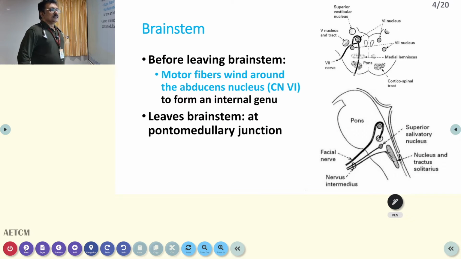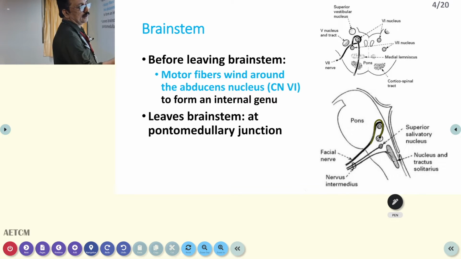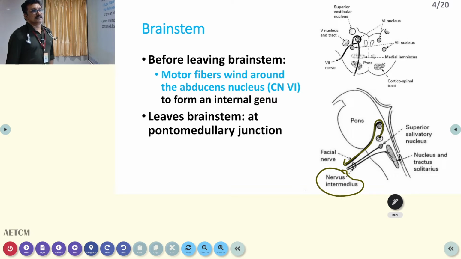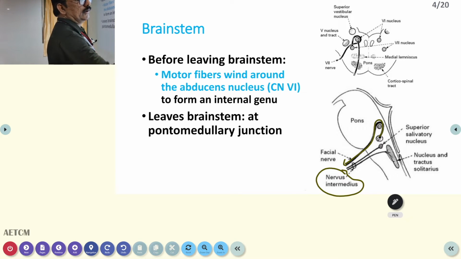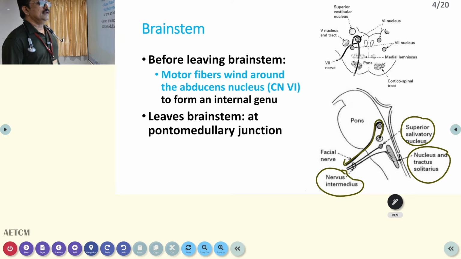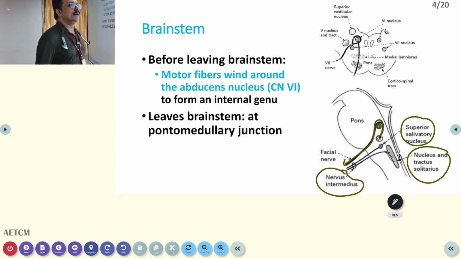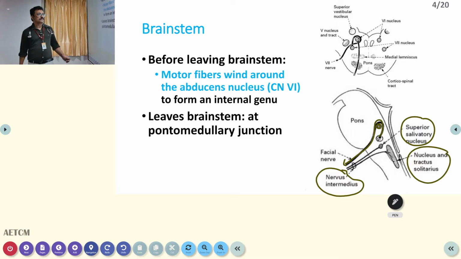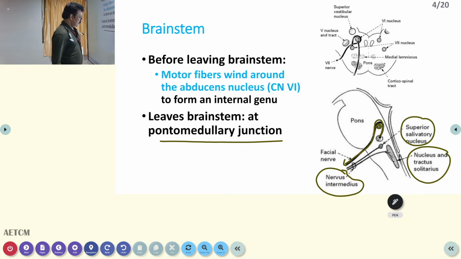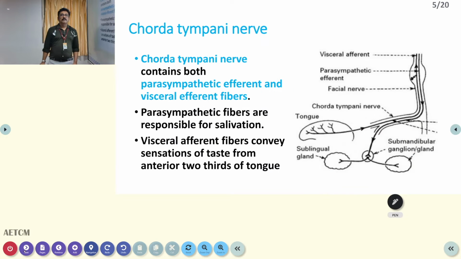Now, when you discuss the anatomy, you can see here this seventh cranial nerve hooks around the sixth cranial nerve and comes out. And here the facial nerve is coming out with the nervus intermedius. So these are the nuclei you can see here: the superior salivary nucleus, the nucleus of tractus solitarius, and the facial nerve nucleus that hooks around the sixth nerve and comes out from the brainstem. So it leaves the brainstem at the pontomedullary junction. These are the anatomies we should know before we go to the proper examination.